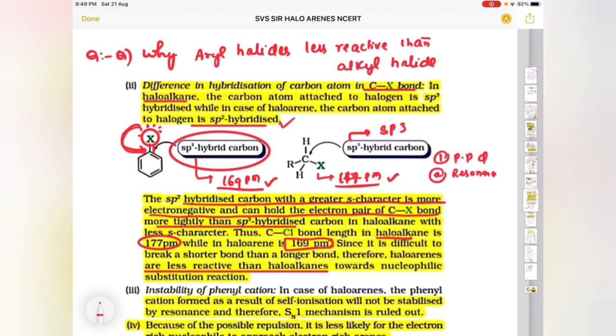I repeat, in the case of aryl halides, carbon is sp2 hybridized. Greater s character: percentage of s character is directly proportional to electronegativity. So percentage of s character increased, electronegativity increased. Therefore the C-X bond is more tightly bonded, attractions more. So the reactivity will be very less compared with haloalkanes.